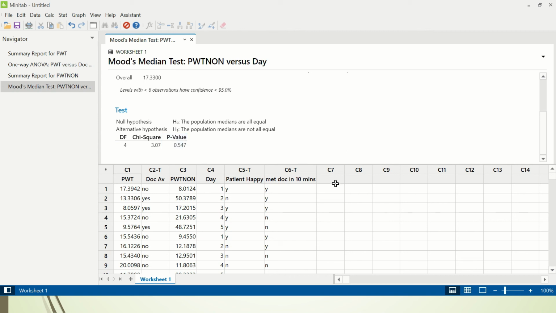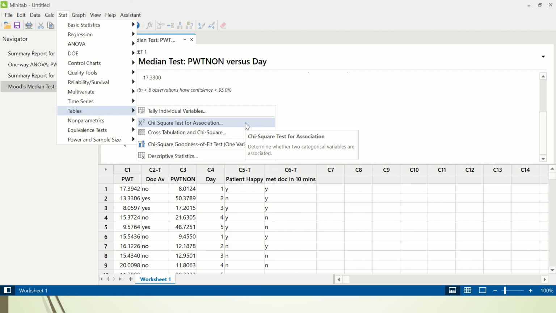There's another tool which I want you to understand, which is chi-square test. For that, my Y should be discrete and my X should also be discrete. So in column C5, I have whether the patient is happy or not happy, and whether they met the doctor in 10 minutes is the X that I want to test. So if they meet the doctor within 10 minutes of arriving in the hospital, are they happy patients or not happy patients? I want to test this. For that, I will use chi-square test.